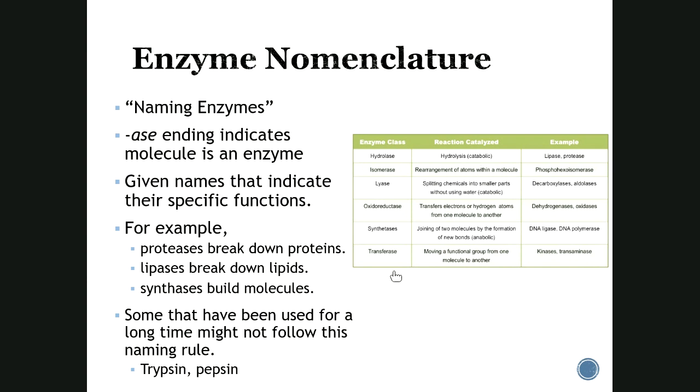Now, some of them might have common names that break this ACE rule, but the longer you're in the field, you realize, hey, I know trypsin is an enzyme. I use it in cell culture all the time.